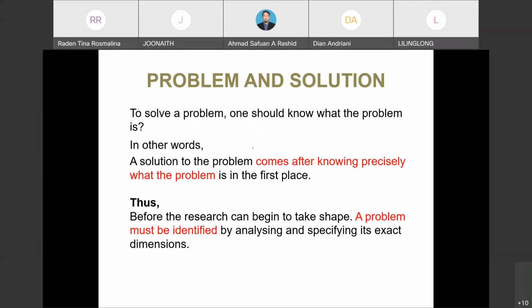To solve a problem, one should know what the problem is. In other words, a solution to a problem comes after knowing precisely what the problem is in the first place. Before the research can begin to take shape, a problem must be identified by analyzing and specifying its exact dimensions.